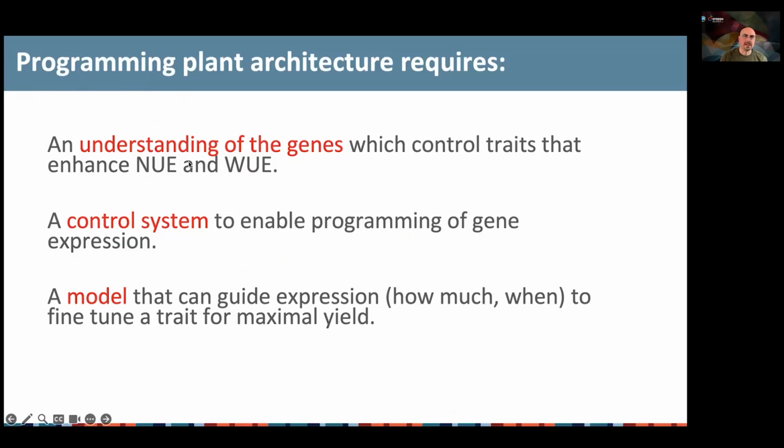But before we get into the specifics, it's important to realize that our vision of programmable plant architecture requires three main components, namely an understanding of the genes that control our traits of interest, a control system by which we can dynamically tune expression of those genes, and models to help guide how we alter gene expression to reach our ultimate outcome. As such, this requires bringing together expertise from different disciplines, such as genetics, synbio, plant developmental biology, crop modeling, agronomy, and others. And this is only possible thanks to the NSF STC CROPPS.